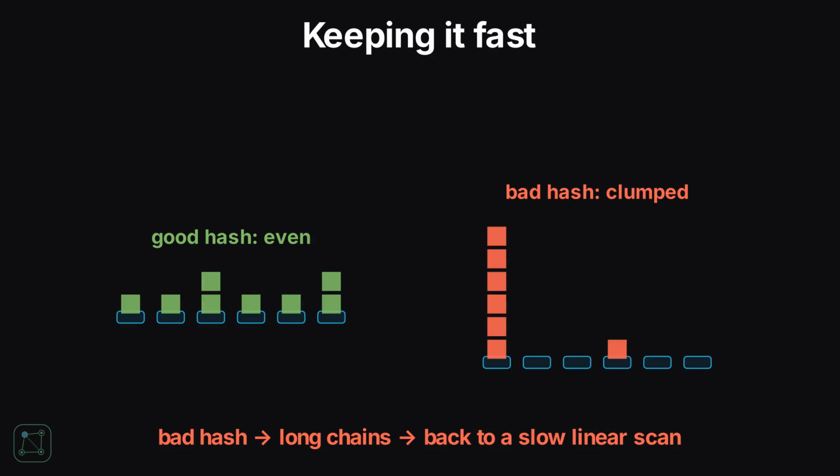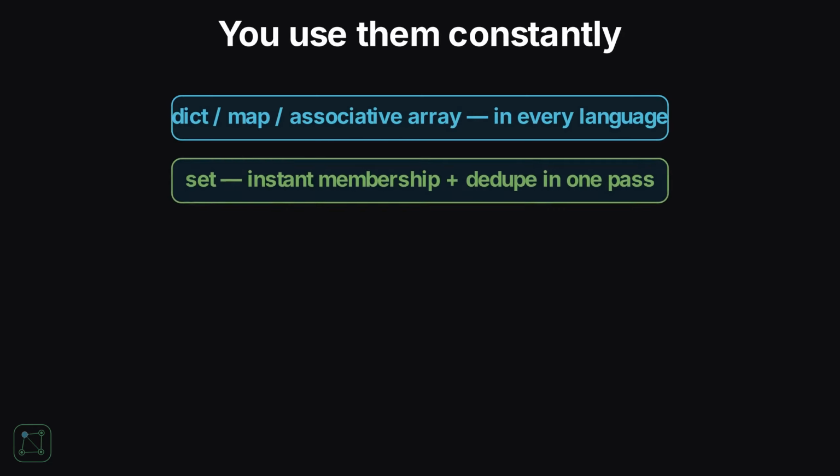The other half is a good hash function, one that scatters keys evenly across all the slots. A good hash spreads things out, so every bucket stays short. A bad hash clumps keys together, long chains form, and your fast hash table quietly rots back into a slow linear scan. You use hash tables constantly, probably without knowing it.